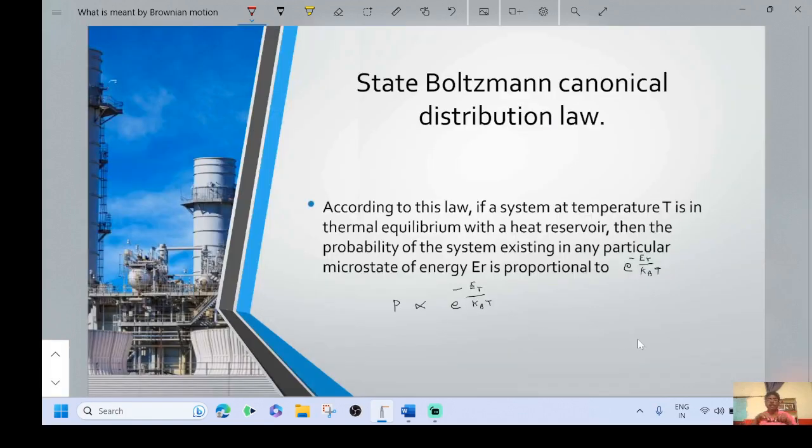State Boltzmann canonical distribution law. According to Boltzmann canonical distribution law, if a system at temperature T is in thermal equilibrium with a heat reservoir, then the probability of the system existing in any particular microstate of energy E suffix r is proportional to e power minus E suffix r divided by kB into T. P is proportional to e power minus E suffix r divided by kB into T. Here kB is the Boltzmann constant.